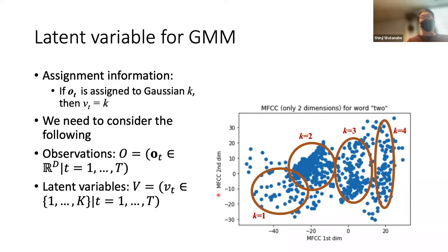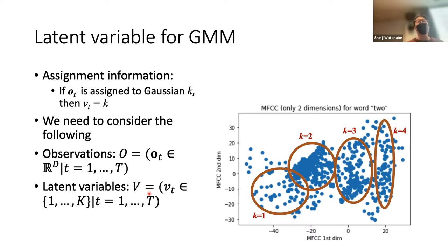So anyway, to consider this assignment problem, similar to the hidden Markov model cases, we use an additional latent variable, which has the alignment information. For example, this v_t means that this data point can be aligned with cluster k1, k2, k3, or k4. So by introducing this latent variable, similar to the hidden Markov model cases, we can also formulate the Gaussian mixture model.